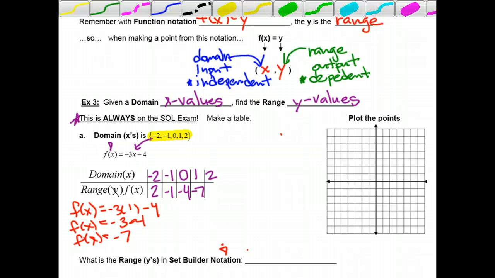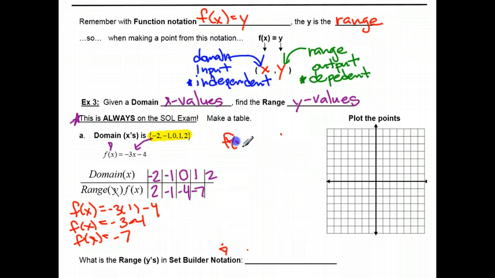Alright, so now I'm going to go to the same original equation. F of x equals negative 3, parentheses for my x, minus 4, and now I'm plugging in positive 2. So now f of x equals negative 3 times 2 is negative 6. Bring down the minus 4. So finally, f of x equals negative 6 minus 4 is negative 10. Alright?